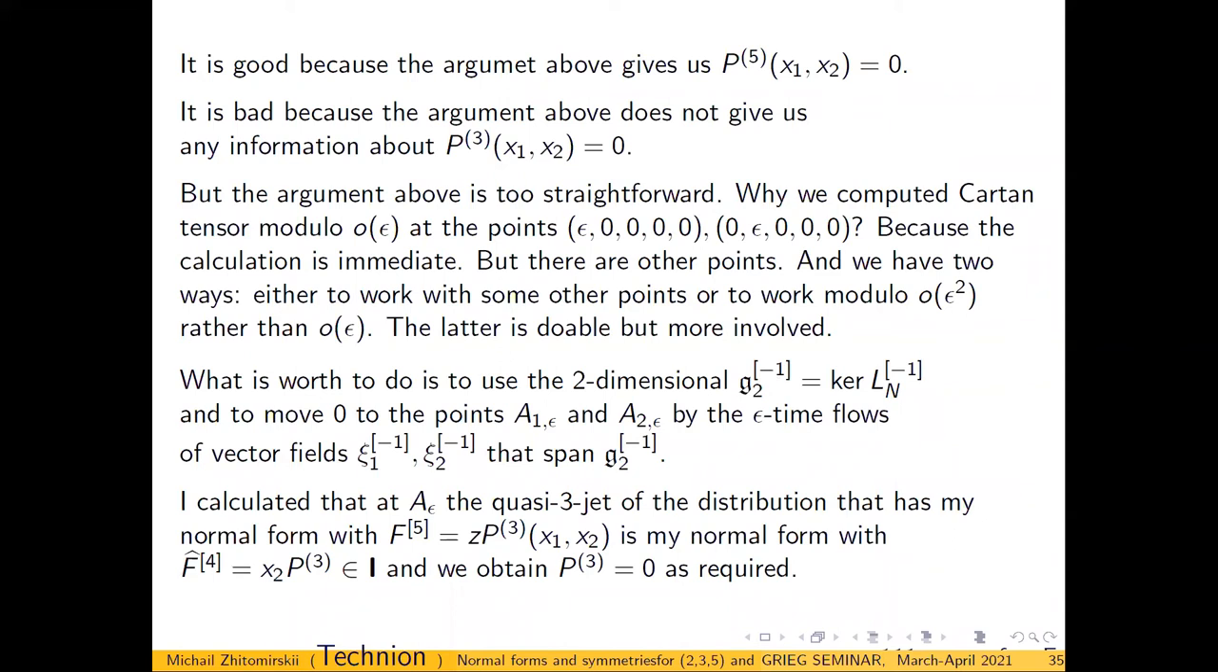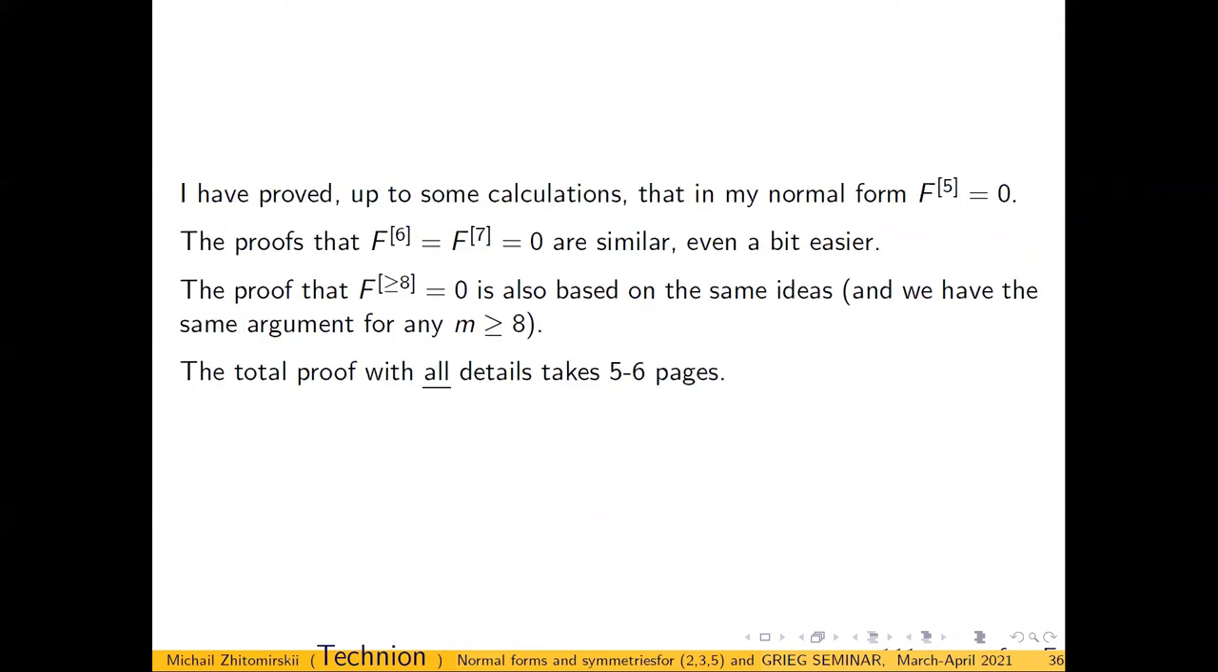I calculated, it's not hard, at these points. At one of these points, at least, I don't need the second. So if I know that I have this, and I already have this for F5, then what comes out at this point is this guy, and this guy is in the ideal. Therefore, this degree polynomial also vanishes, as we want. And it is a proof, up to details, for m equal to 5.